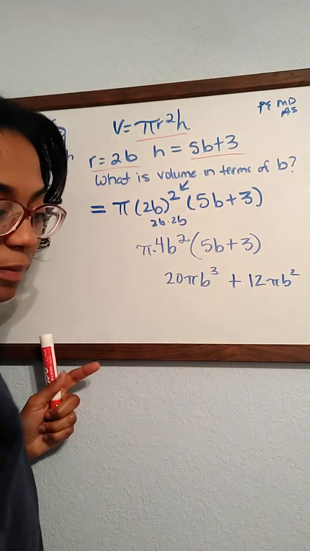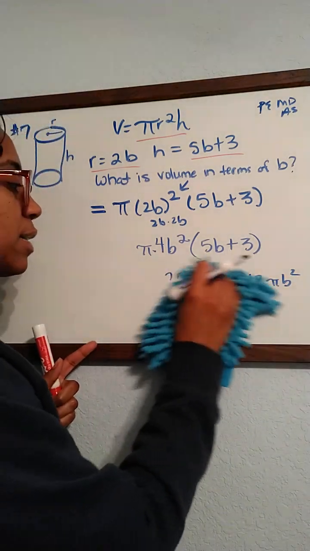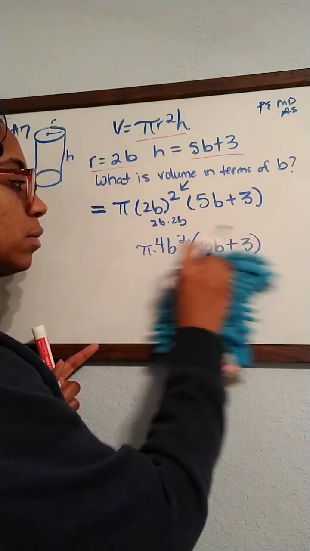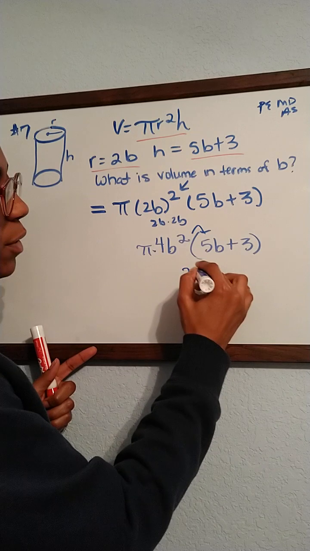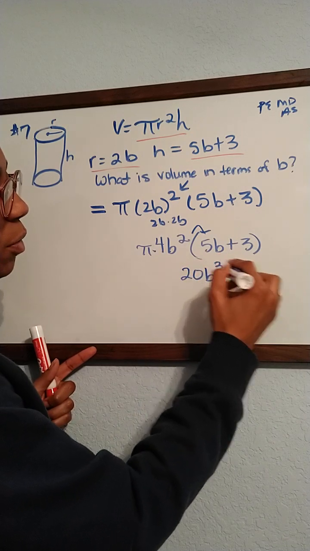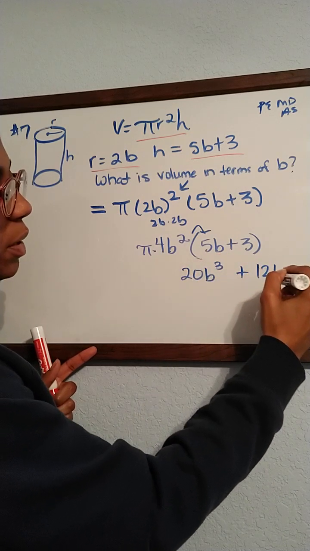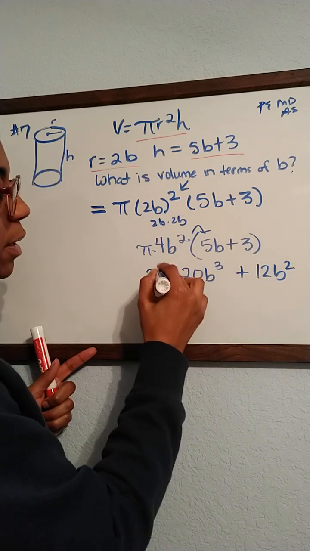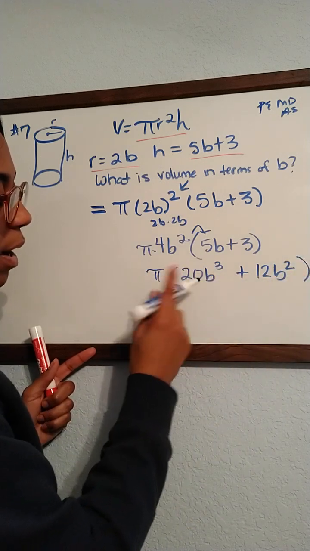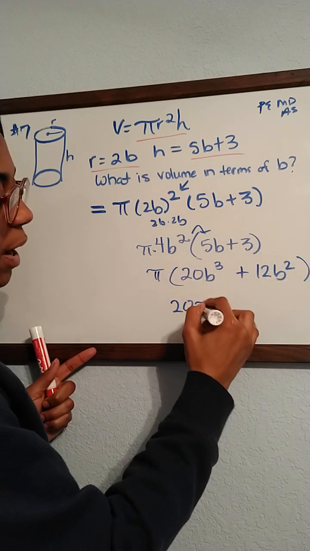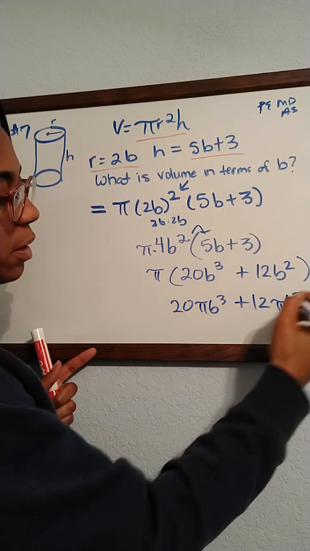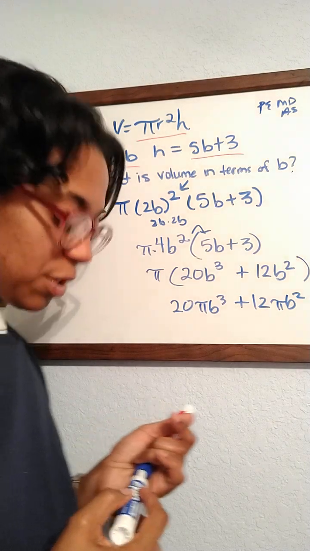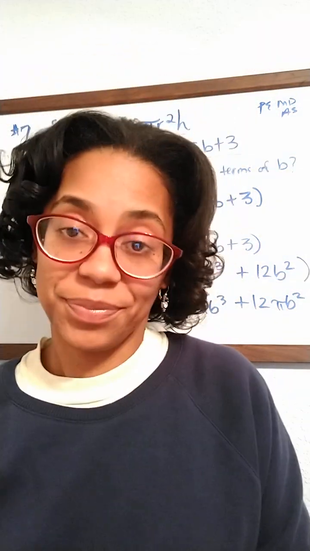The end. What if I left the pi to the very end? All right, just do that. Then you have 20b cubed plus 12b squared. But I can't forget about pi. So now I have 20 pi b cubed plus 12 pi b squared. Whatever you need to do to get the answer right, do it.